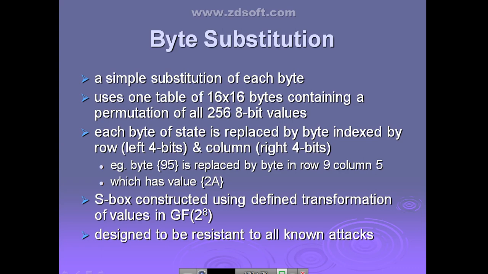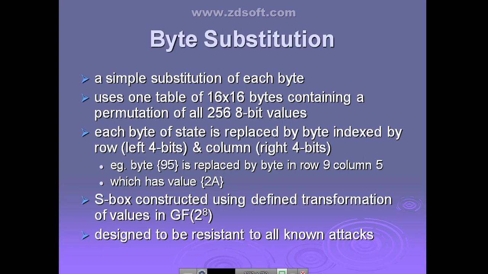Correct. You can see the example here: 95 is the byte, and it will be replaced with the value 2a. How come? Because of whatever value is there in the 9th row, 5th column within that 16 by 16 byte table. Because only one S-box is being used, only one table is there, and in that 256 8-bit values are there. Is that clear? So 95 will be substituted with the byte 2a. Like this, you are going to perform byte by byte substitution.